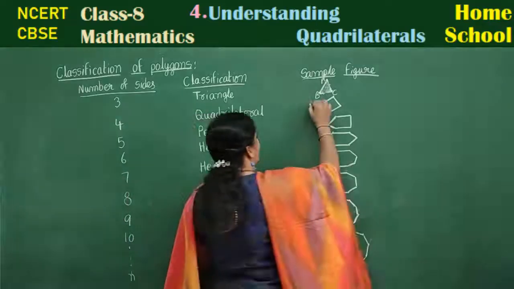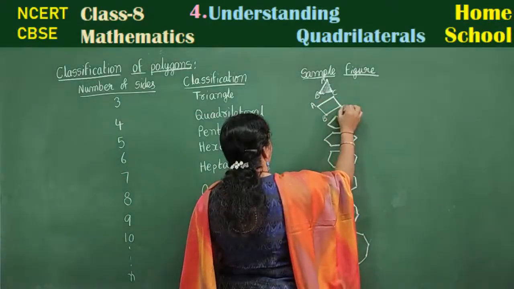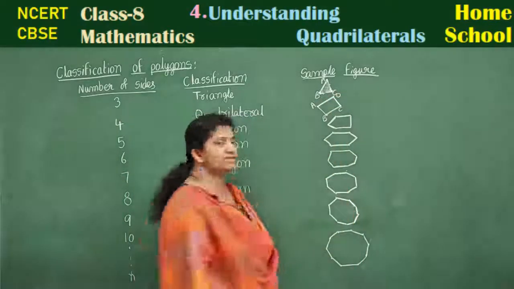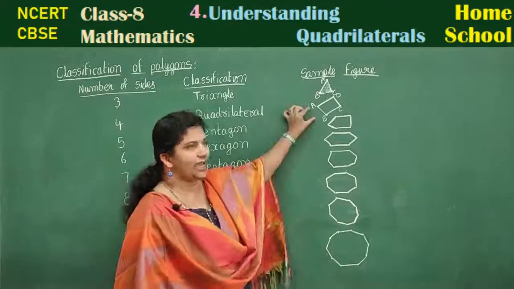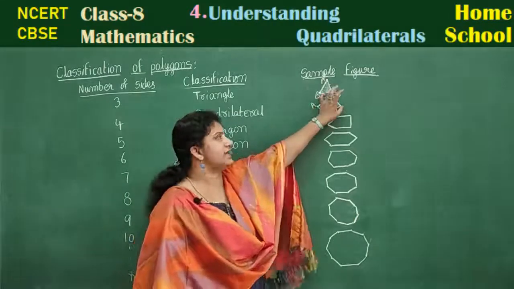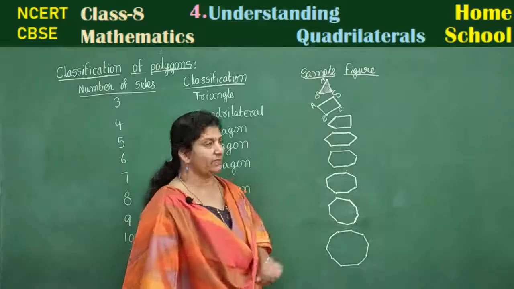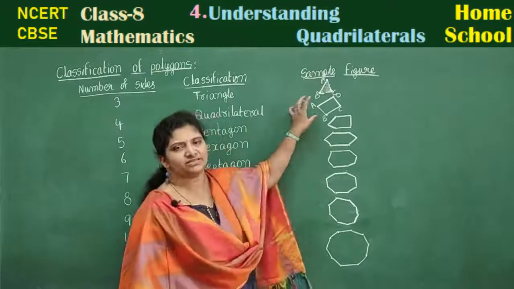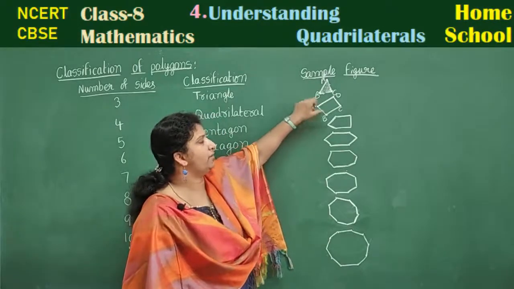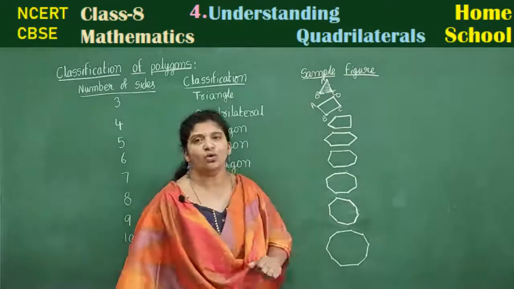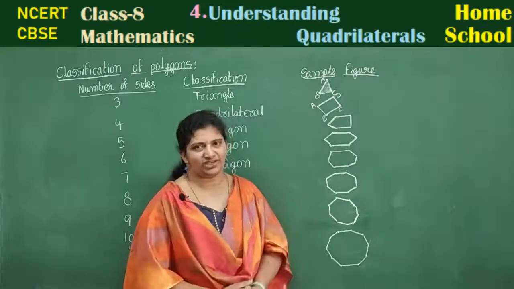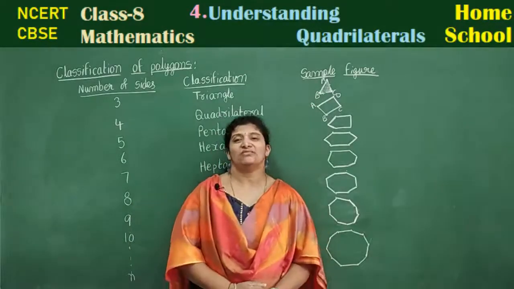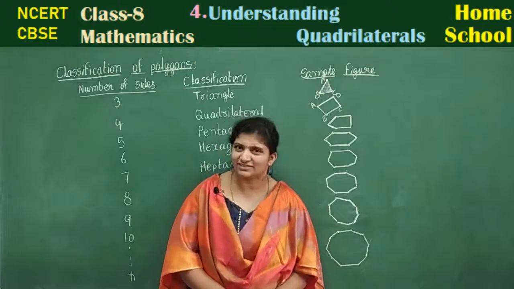And if I take a quadrilateral, A, B, C, D, what are the sides identified, children? AB, BC, CD and DA. Like this, we identify the sides, and A, B, C, D are the vertices of this quadrilateral. So last time we were going to identify the polygons.